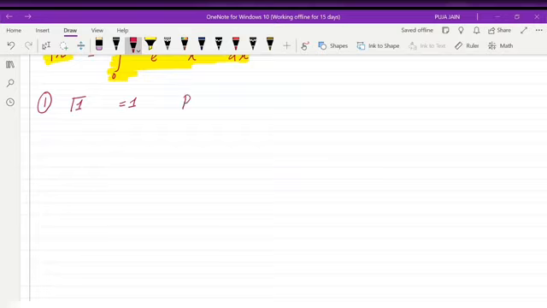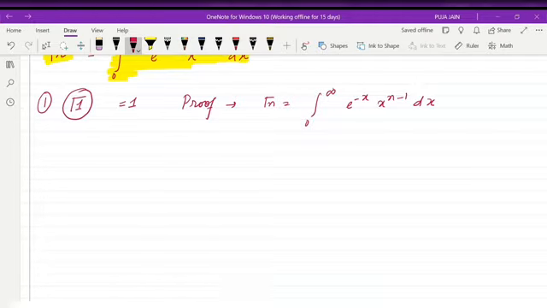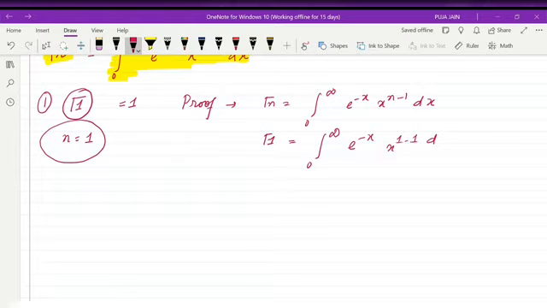See, the proof of this: we know gamma of n is equal to the integral from 0 to infinity of e to the power minus x, x to the power n minus 1 dx. Now we want gamma of 1. That means in place of n we will put 1. So gamma of 1 equals the integral from 0 to infinity of e to the power minus x, x to the power 1 minus 1 dx. x to the power 1 minus 1 is x to the power 0, which is nothing but 1. So the integral from 0 to infinity of e to the minus x dx.